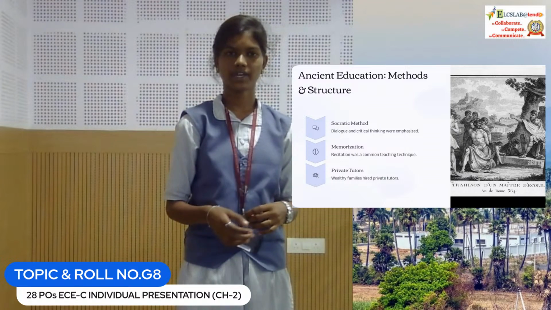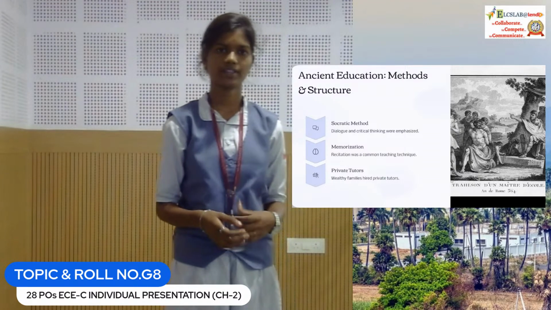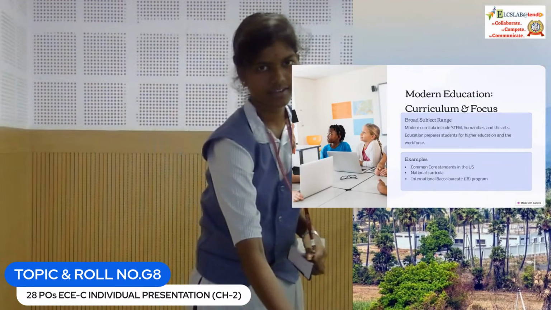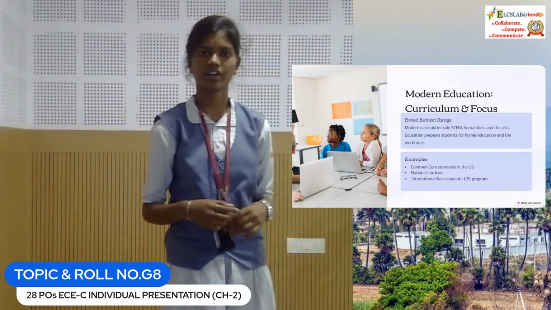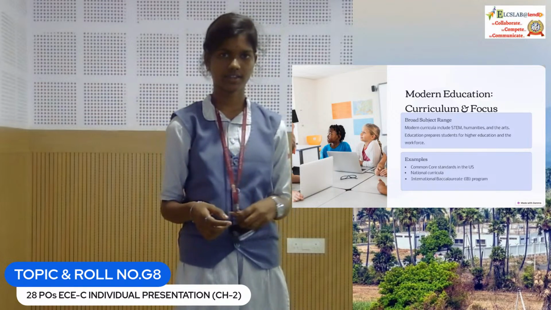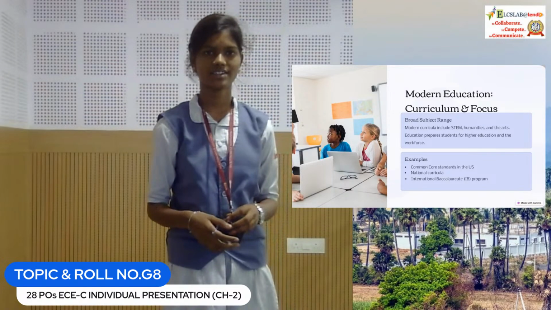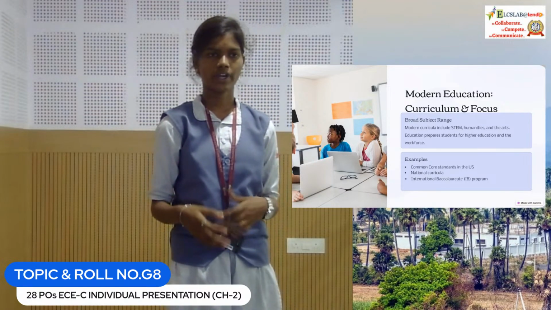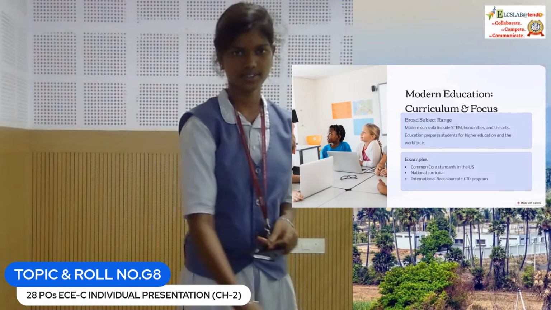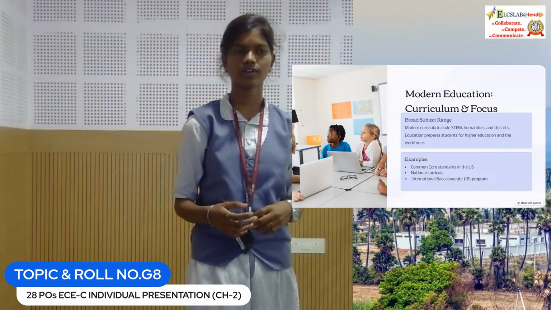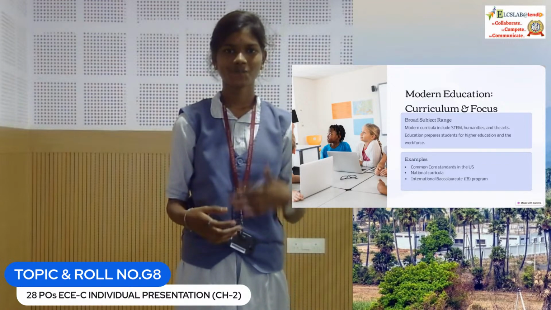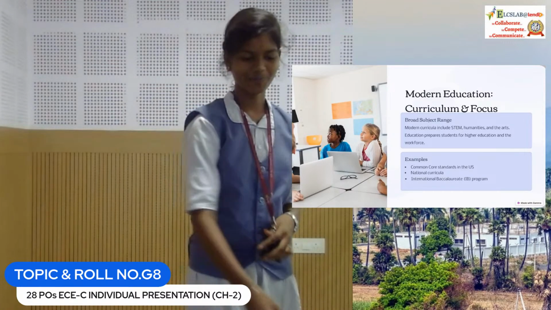Ancient education methods and structure. There are three methods: sacred method, memorization, and private tutors. Modern education curriculum and focus. Broad structure range. Modern education includes STEM, humanities, arts, higher education, and workplace. Examples: Common Core, national curriculum.